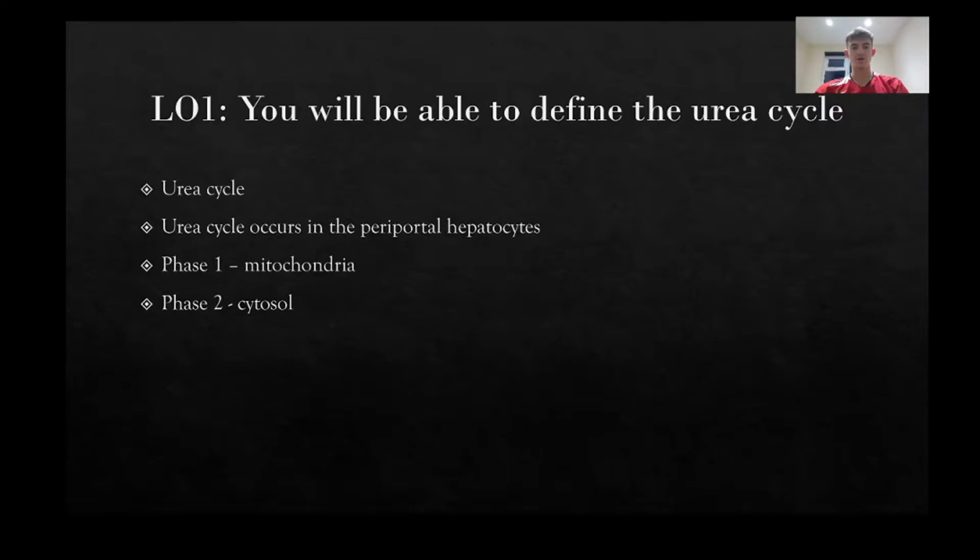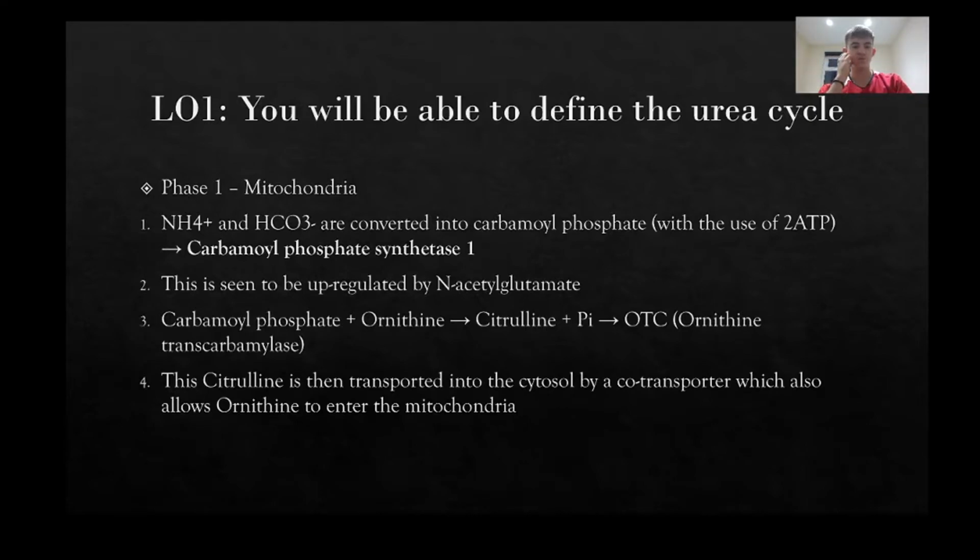So the urea cycle occurs in periportal hepatocytes, so the hepatocytes on the edge of the liver, and it's split into two parts. We've got phase 1 in the mitochondria and phase 2 in the cytosol. In phase 1, in the mitochondria, we get NH4+ and HCO3-, which are converted into carbamoyl phosphate with the use of 2 ATP, and this is done by carbamoyl phosphate synthetase 1. We can always use these stem words to figure out what such enzymes do. Synthetase means to make, and the name of the product usually precedes the synthetase. So we're making carbamoyl phosphate, and this is upregulated by N-acetylglutamate.